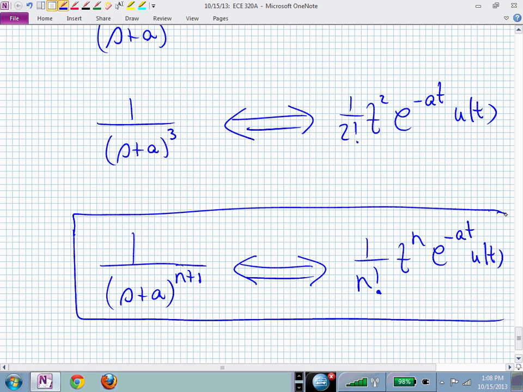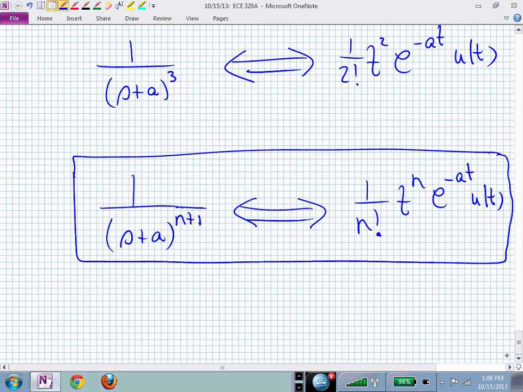And that's as far as I want to chase that rabbit. That's as far aside as I want to go. But that's now the structure. Each time you have a bigger power of that denominator polynomial, you get a higher power of t in the time domain. We probably won't go much bigger than something raised to the cubed or to the 4th. But then you're going to get a t squared or a t cubed in the time domain result. Questions on that?